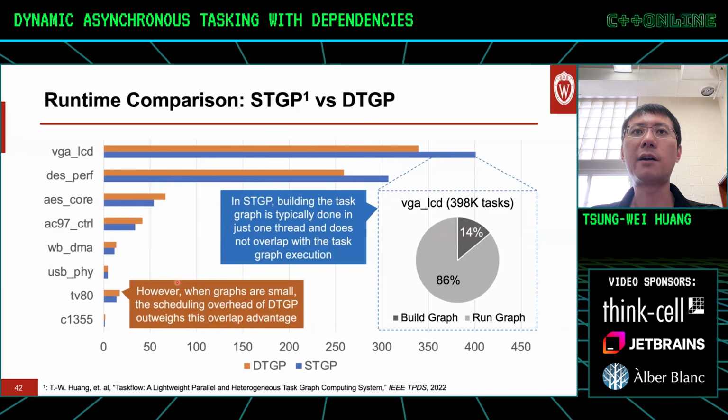Obviously, when the graphs are small, DTGP will not have an advantage, because the overhead of runtime scheduling to maintain the task dependency dynamically is non-negligible when the graph is small.